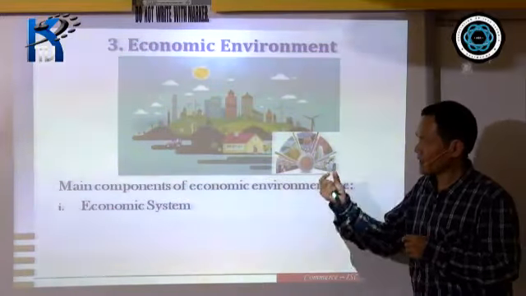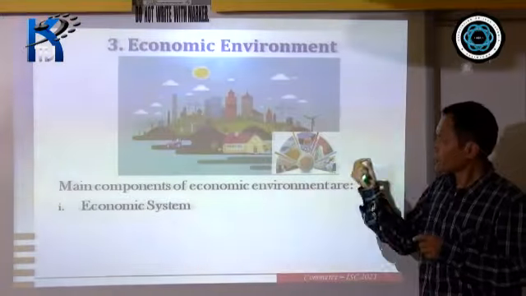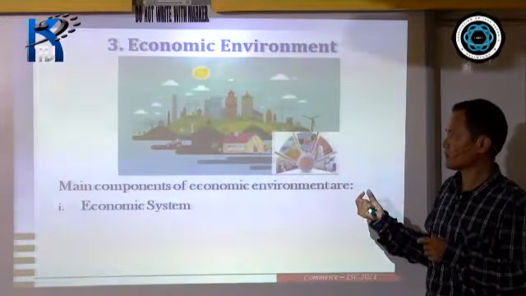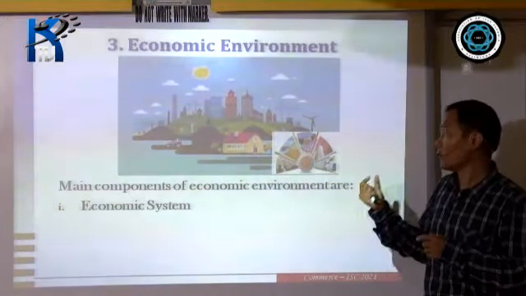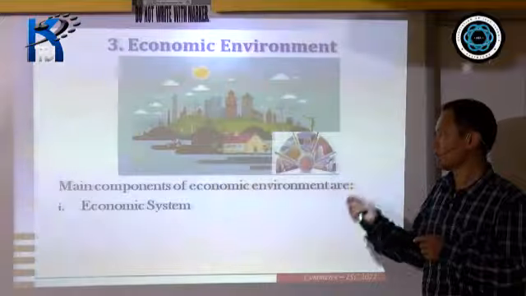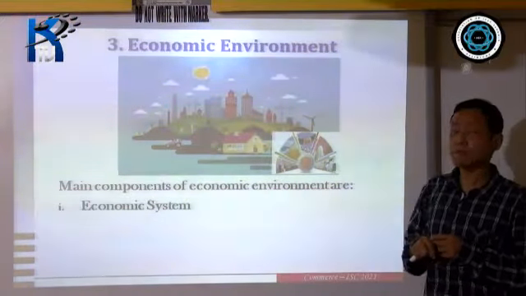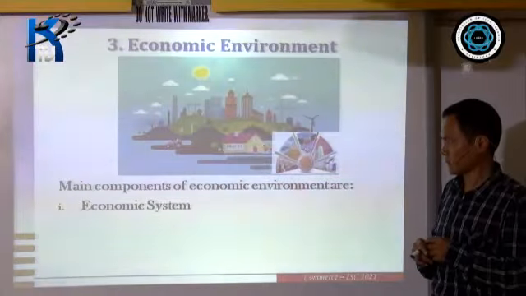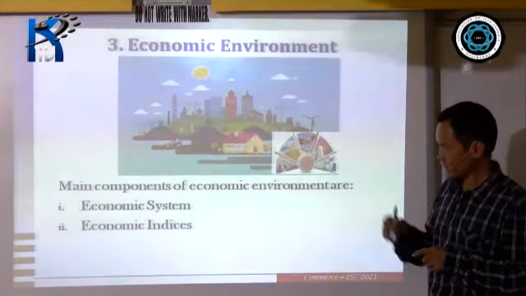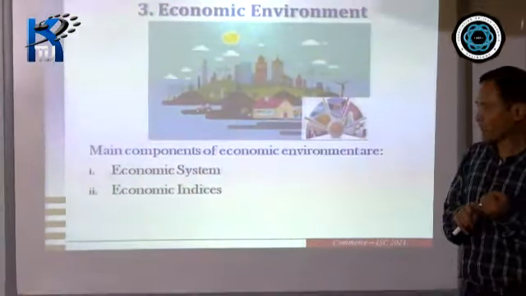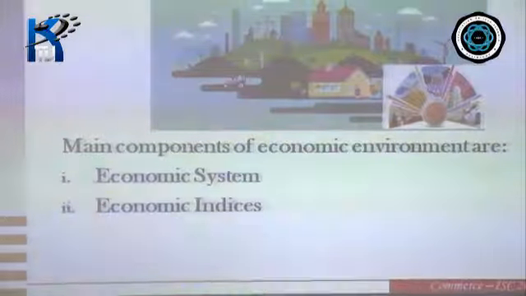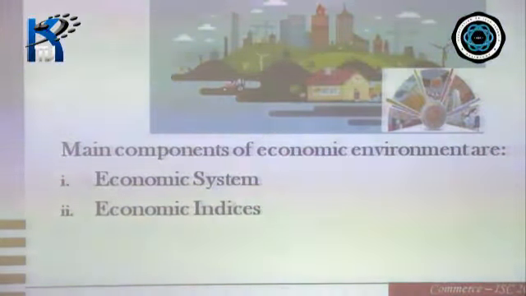I mean to say the mixed economic system, where to some extent there will be government control on the factors of production and distribution, as well as the fixation of prices in the market. But at the same time, some factors or forces will be left to the free market forces to decide upon. Next, we have economic indices, and it includes the per capita income, the rate of growth, the rate of interest, inflation rate, tax rate, etc., prevailing in the market.